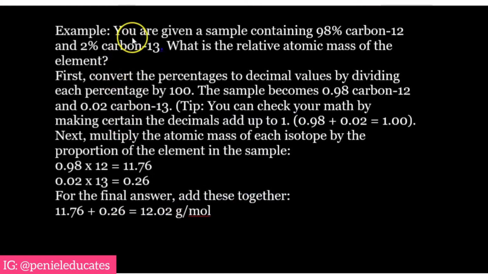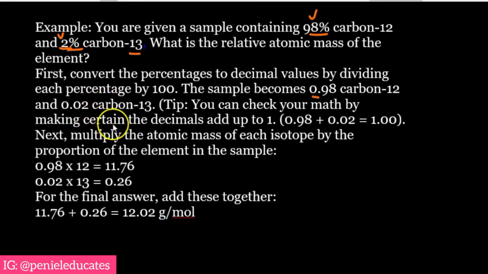All right, so you are given a sample containing 98% carbon-12 and 2% carbon-13. These are the abundances, 98% and 2%. First, you can convert the percentage to decimal. So 98% becomes 0.98 of carbon-12, and 2% converted to decimal gives you 0.02 of carbon-13.